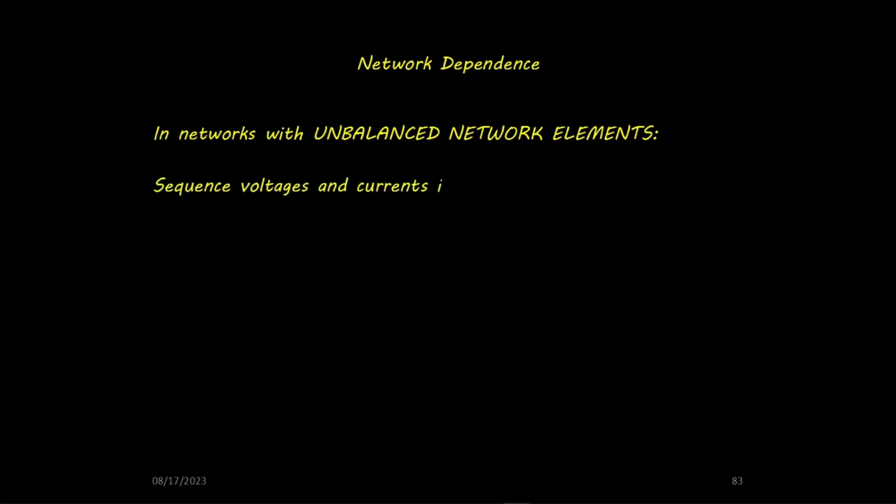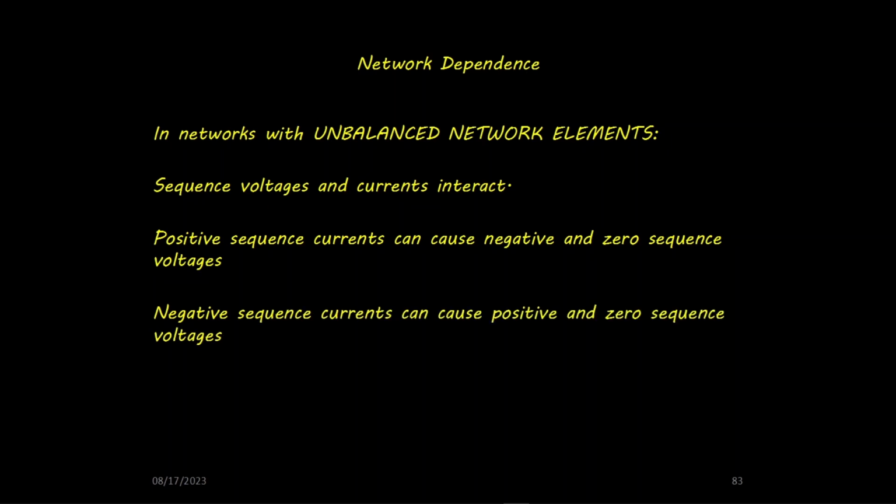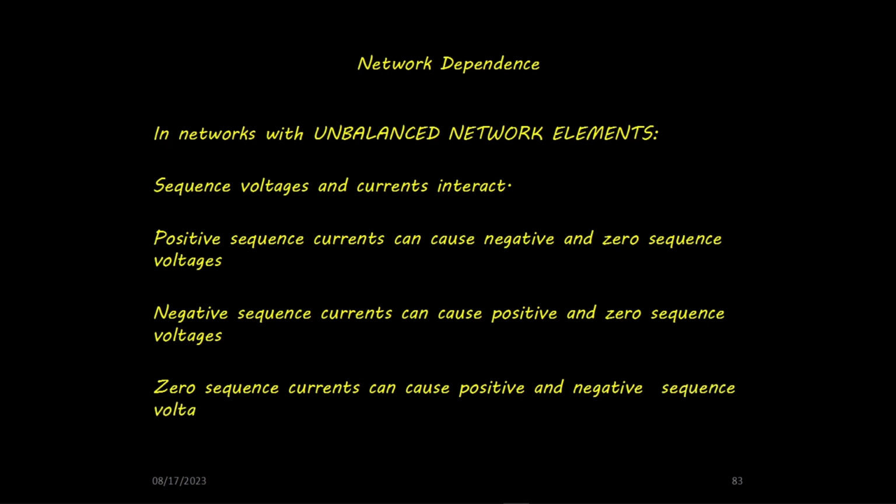In networks with unbalanced network elements, sequence voltages and currents interact. Positive sequence currents can cause negative and zero sequence voltages. Negative sequence currents can cause positive and zero sequence voltages. Zero sequence currents can cause positive and negative sequence voltages.